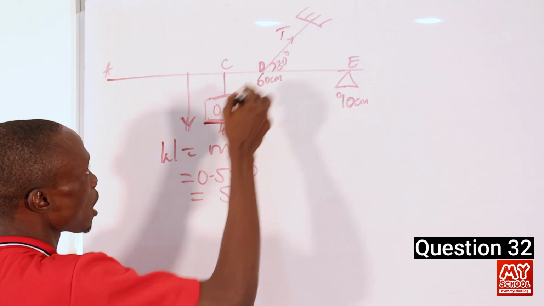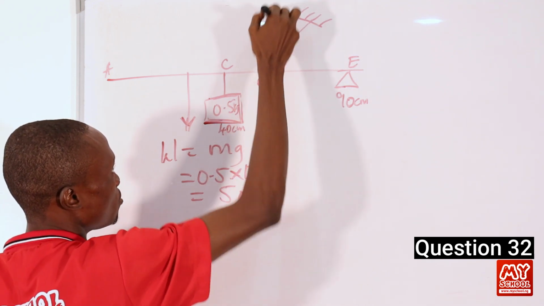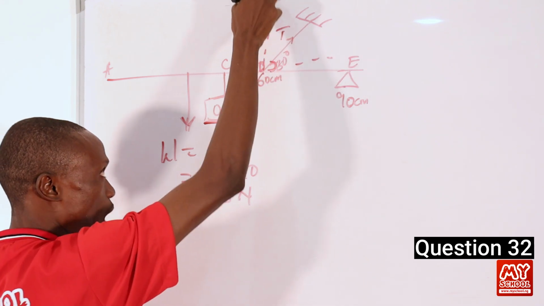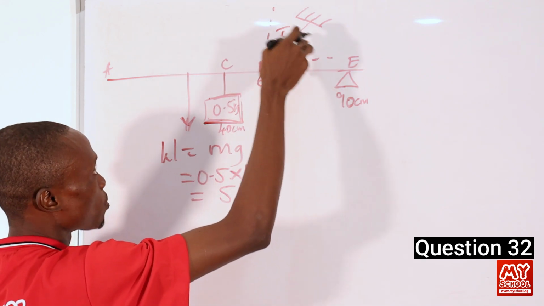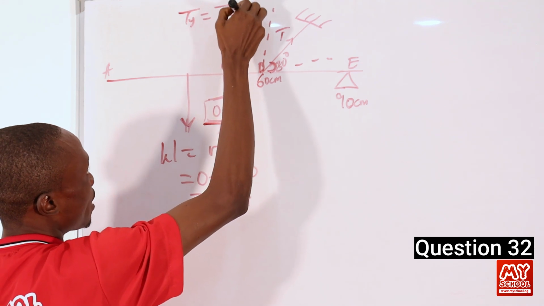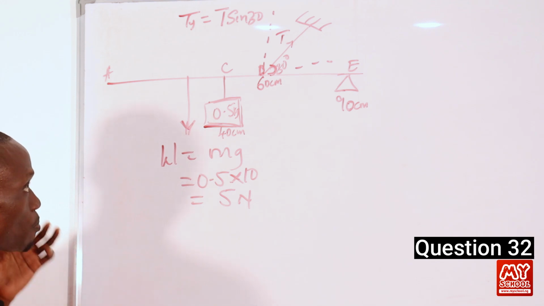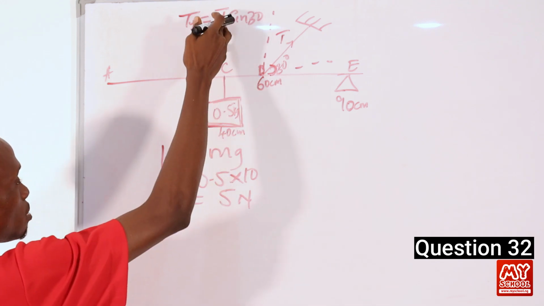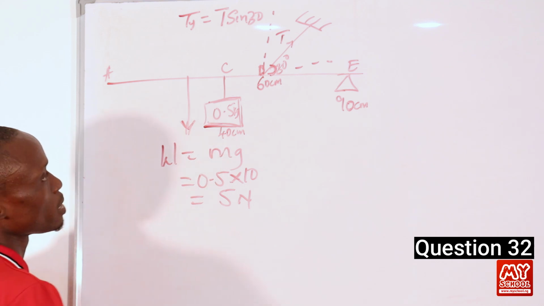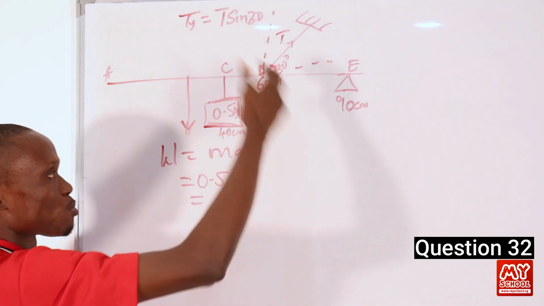Now we have to resolve this tension into horizontal and vertical components. If we resolve the tension into the vertical component, because that's what we need, not the horizontal component, Ty will be equal to T sine 30 degrees. Now we have to apply the principle of moments in order to get the value of the tension in the string. Taking moments about this point, remember that moment means force times perpendicular distance.